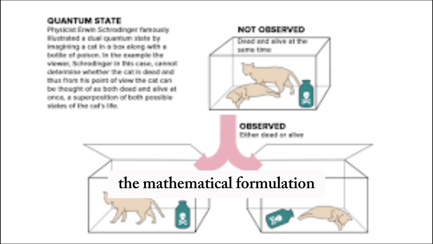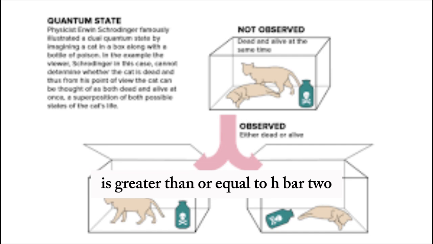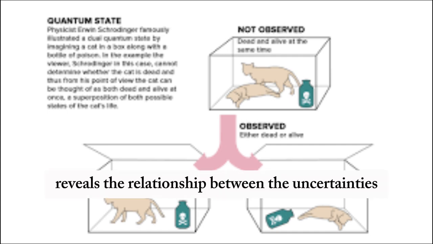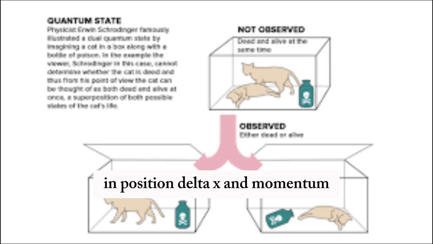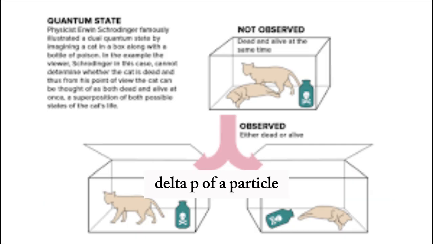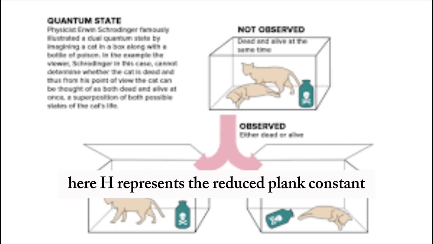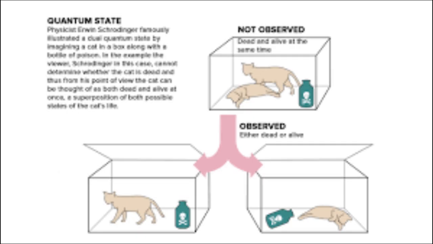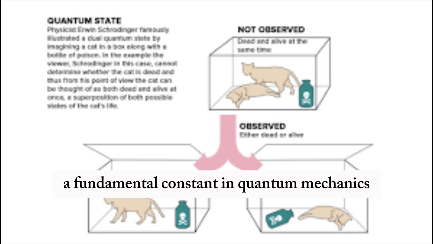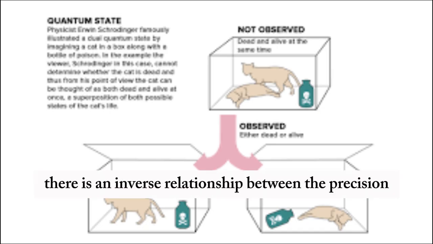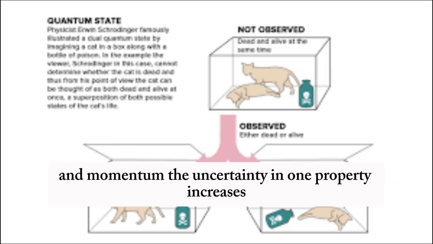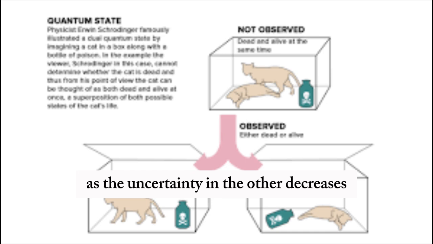The mathematical formulation of the uncertainty principle, expressed as Δx times Δp is greater than or equal to ħ/2, reveals the relationship between the uncertainties in position, Δx, and momentum, Δp, of a particle. Here, ħ represents the reduced Planck constant, a fundamental constant in quantum mechanics. This equation implies that there is an inverse relationship between the precision with which we can measure position and momentum. The uncertainty in one property increases as the uncertainty in the other decreases.